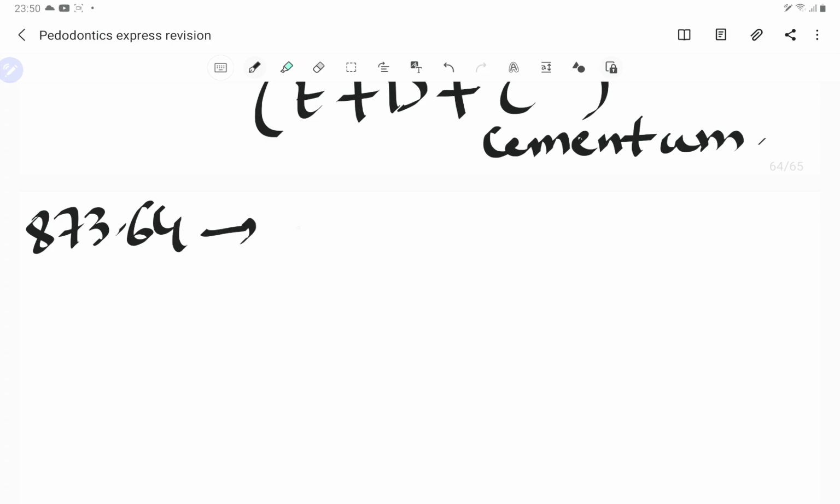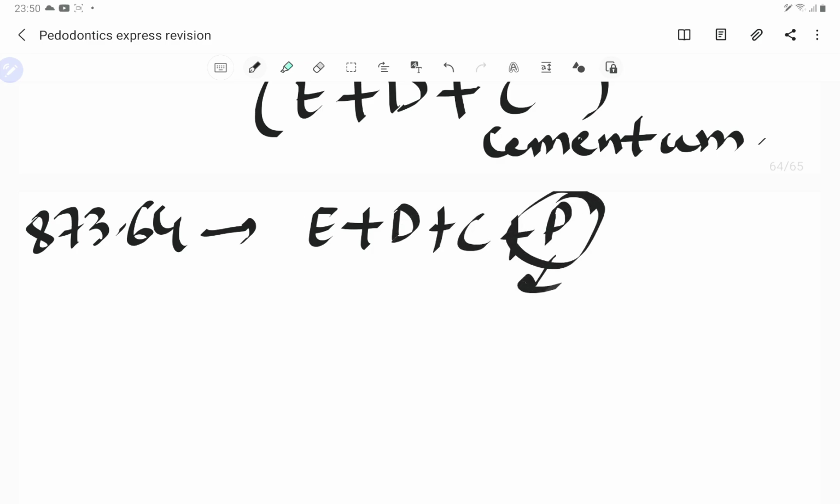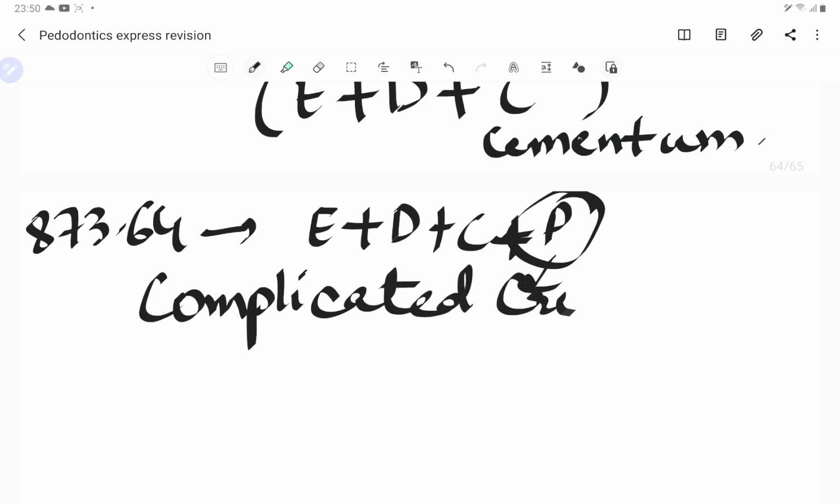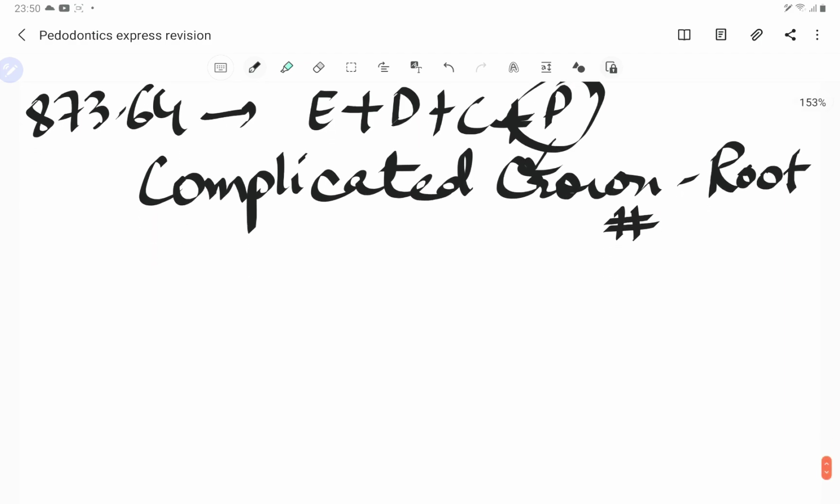Guys, this is when there is fracture of enamel plus dentine plus cementum plus pulp. So if there is involvement of pulp, what do we call it, guys? We call it complicated. So we have complicated crown root fracture, right? Because here there is involvement of cementum as well. That is why we are calling it crown root.